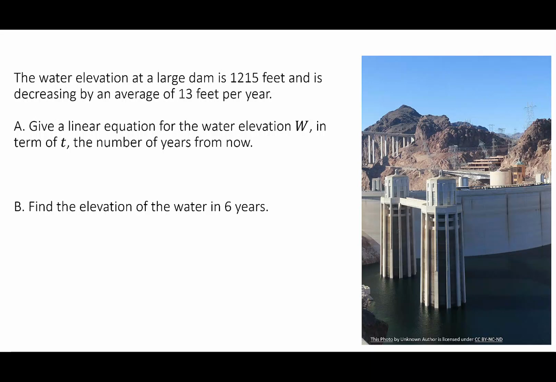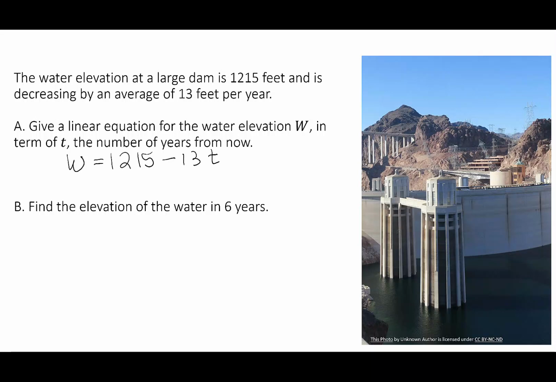Our last problem has 3 parts. Let's start by reading the problem. The water elevation at a large dam is 1,215 feet and is decreasing by an average of 13 feet per year. Give a linear equation for the water elevation W in terms of t, the number of years from now. So water elevation is our height, and it's going to be 1215 minus 13t. So we're looking at where do we start? We started at 1215, and because it's going down, we're subtracting to show that decrease by 13 per year. We do 13 times t.